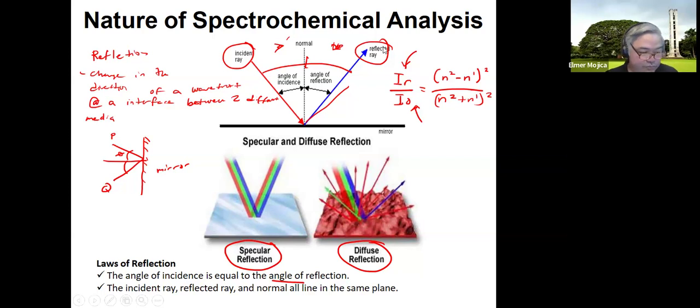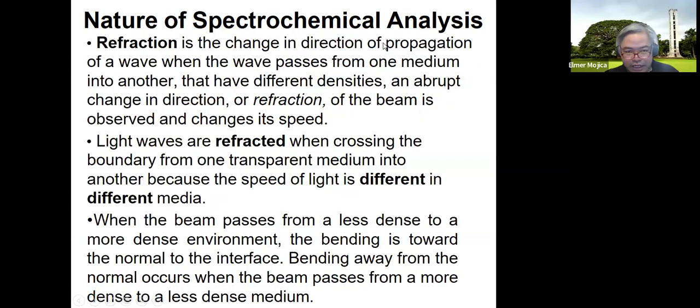Now, how about refraction? How is this different from reflection? Reflection, we can say, bounces light. Refraction is a change in the direction of propagation of a wave when the wave passes from one medium into another, usually with different densities. An abrupt change in the direction of the beam is observed, and it changes its speed.